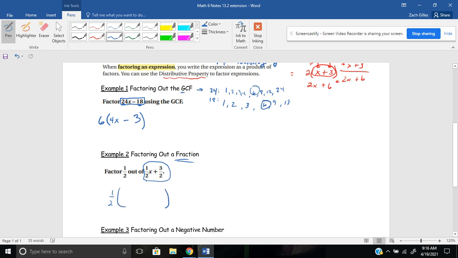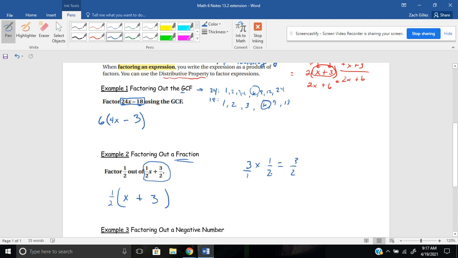And what's 1/2 x divided by 1/2? Well, anything divided by itself is 1, so I would just be left with 1x plus, and then what's 3/2 divided by a half? Okay, so 3/2 is a half times what? Well, that would be 3. Okay, if you took 3 and you multiplied it by a half, you'd get 3/2.